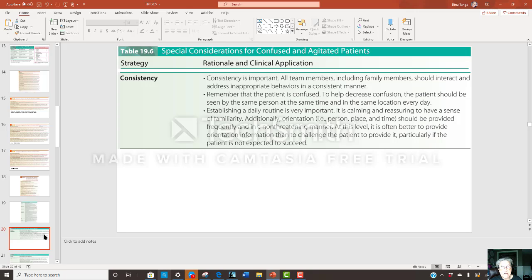Establishing a daily routine is very important. It is calming and reassuring to have a sense of familiarity. Additionally, orientation, person, place, and time should be provided frequently and in a non-threatening manner. At this level, it is often better to provide orientation information than to challenge the patient to provide it, particularly if the patient is not expected to succeed.